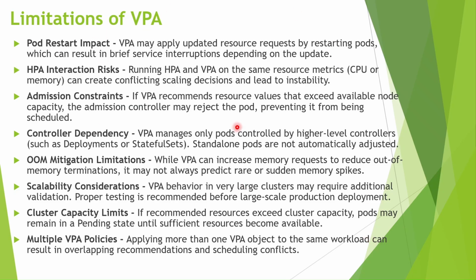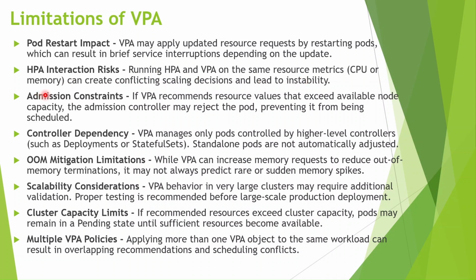There are some limitations for VPA also. First of all is the pod restart impact. As we know, VPA may apply updated resource requests by restarting the pods, which can result in brief service interruptions depending on the update mode you have chosen. And HPA interaction risks. If you are running both HPA and VPA on the same resource metric, like CPU and memory, they can create conflicting scaling decisions and lead to instability. So basically, don't use HPA and VPA together, it can create issues.